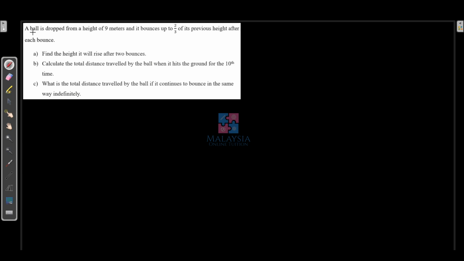So, for question number 1, a ball is dropped from a height of 9 meters and it bounces up to 2/3 of its previous height after each bounce. For part A, find the height it will rise after 2 bounces.